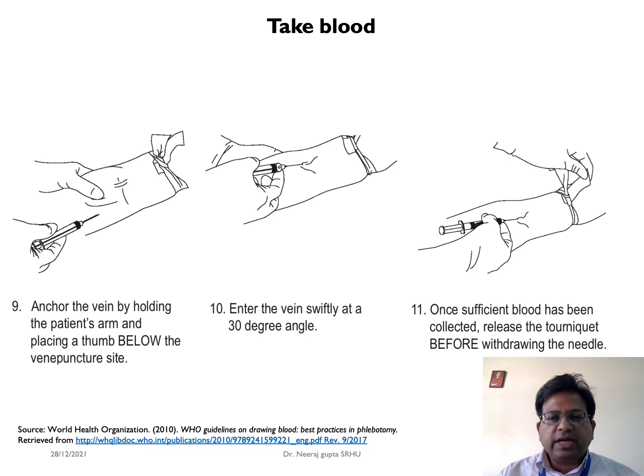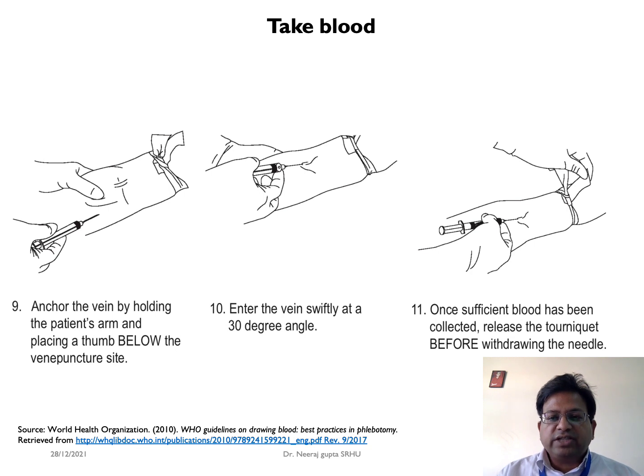Once sufficient blood has been collected, release the tourniquet before withdrawing the needle. Mind you, this is before withdrawing the needle. There are some guidelines which suggest to remove the tourniquet as soon as blood flow is established and always before it has been in place for 2 minutes or more. So mind you, don't put the tourniquet for more than 2 minutes.